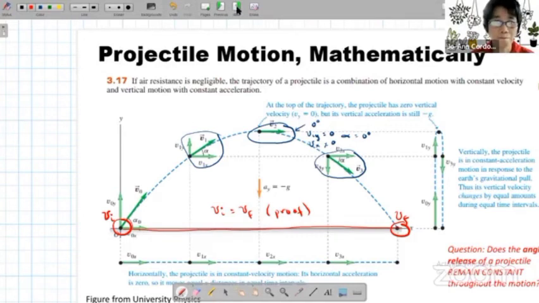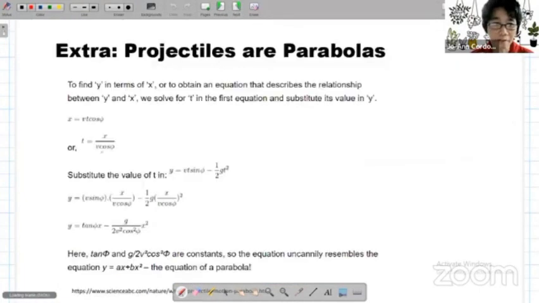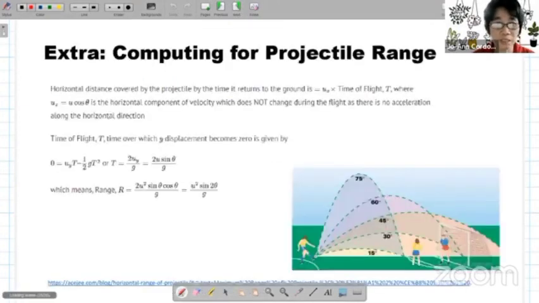Okay, so from there, I have here extra slides for you to look at in terms of how the projectile is considered a parabola. There is a certain discussion here. Same thing with why the angle of 30 degrees is considered to be the... So just very quickly, why 30 degrees.